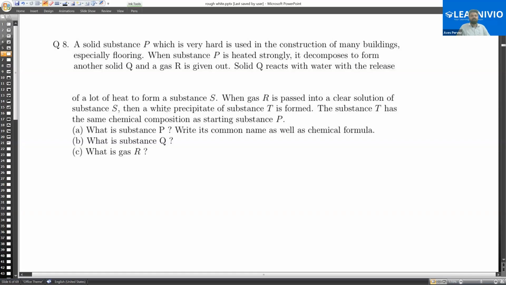Try to solve it. I'm just coming back in a minute. The pump is over. I need to switch off the tank. Okay.